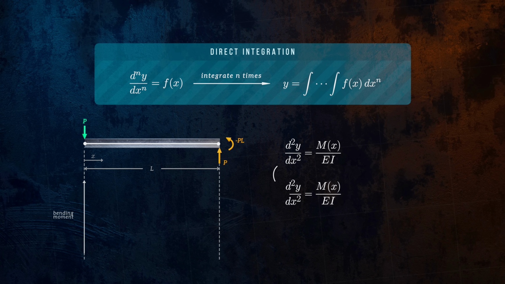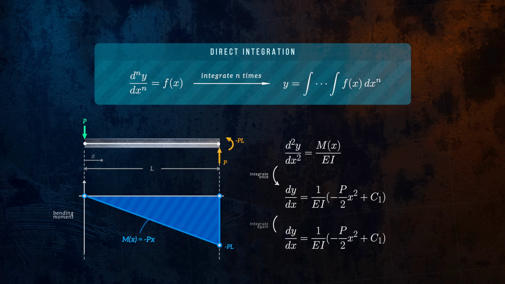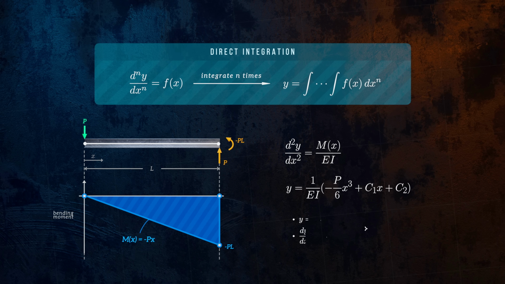For this example, E and I are constants, and the bending moment is equal to minus p times x. Each integration reduces the order by 1 and introduces a constant of integration. The constants can be found by applying the boundary conditions. This gives us the deflected shape of the beam.